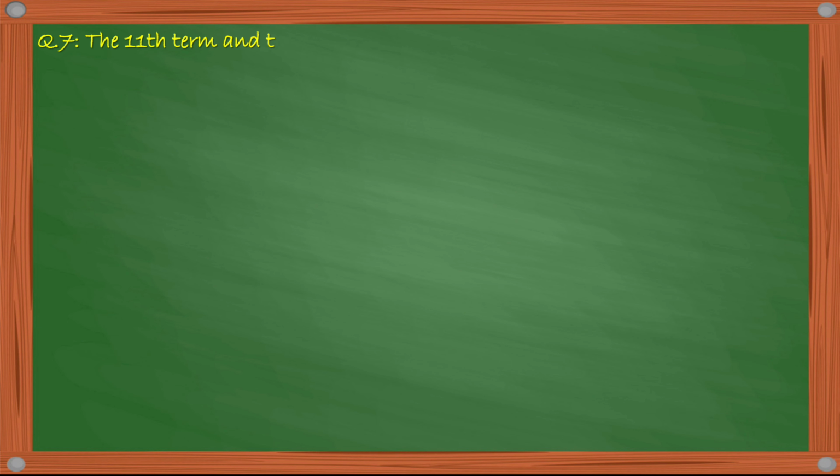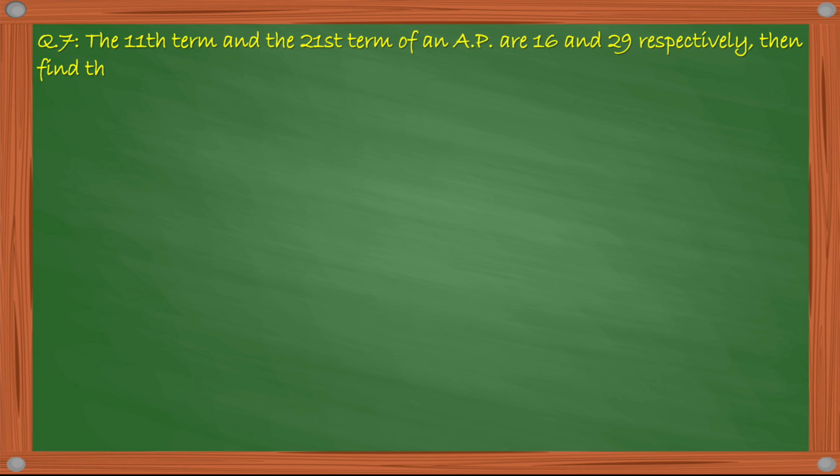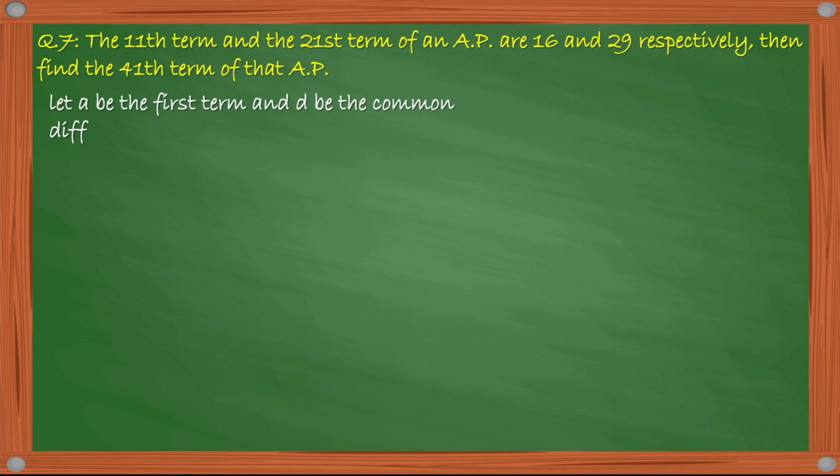Question number 7. The 11th term and 21st term of an AP are 16 and 29 respectively. You have to find the 41st term of that particular AP. So the 11th term and 21st term are 16 and 29, which means T11 is 16 and T21 is 29. So let A be the first term and D be the common difference. T11 is equal to 16 and T21 is equal to 29, which is already given in the question.